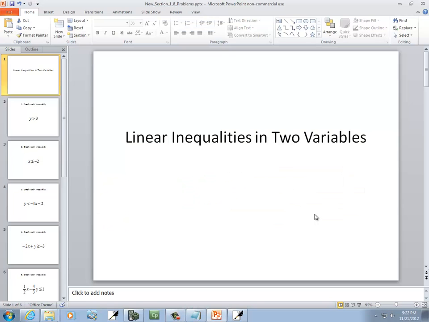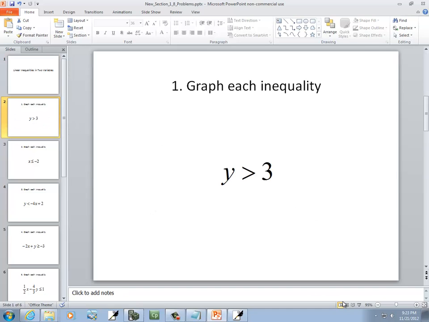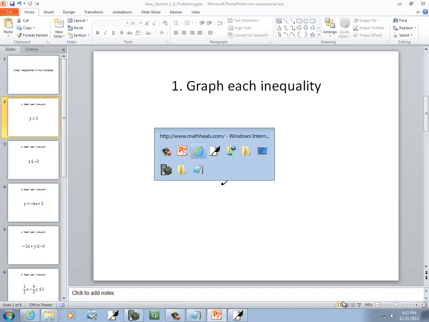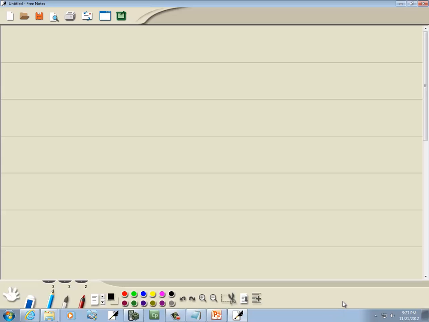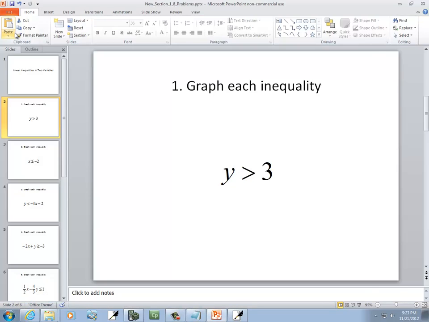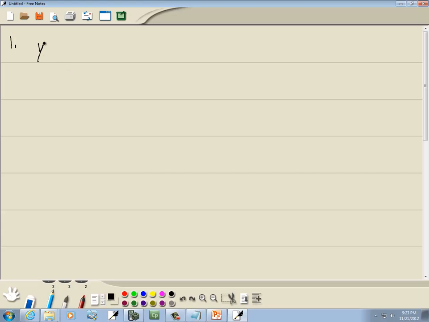Let's take a look at linear inequalities in two variables. The first two are the oddball cases, so let's talk about those first. Get my little tablet straightened out there. There we go. We've got y is greater than 3.